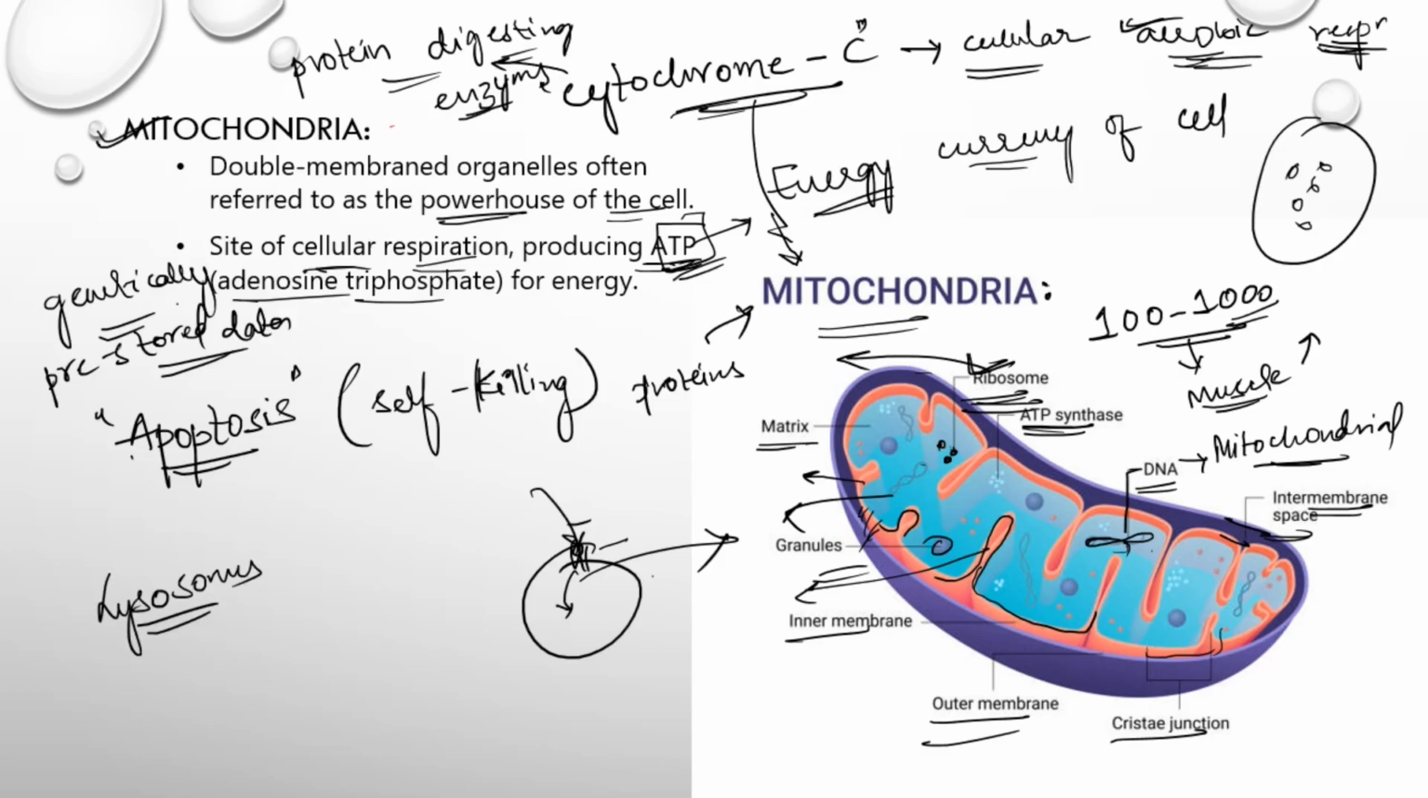Basically the lysosome, we will study further. The lysosome is mainly responsible for this; it is called the suicide bag, but the mitochondria also help in apoptosis, right? Is that clear, students? Is that clear?